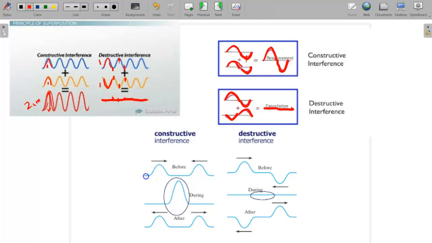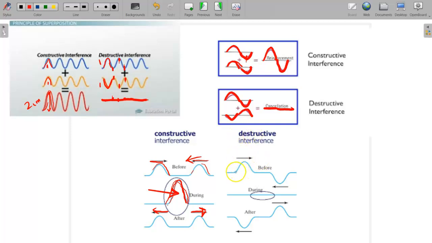Okay, same here, you can see one pulse is moving to the right, another pulse moving to the left. This crest pulse, here is also a crest. When they meet, they become a double, which means 1 unit plus 1 unit becomes 2 units of crest. Momentarily the constructive interference is formed, and again the pulse is moving to the left, and the pulse which is moving to the right continues to the right.